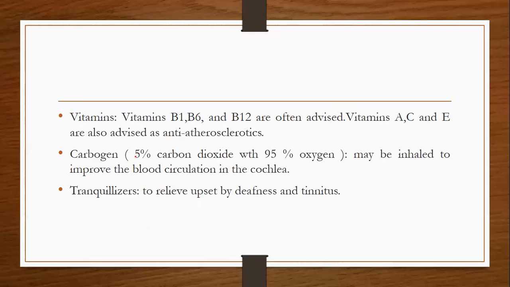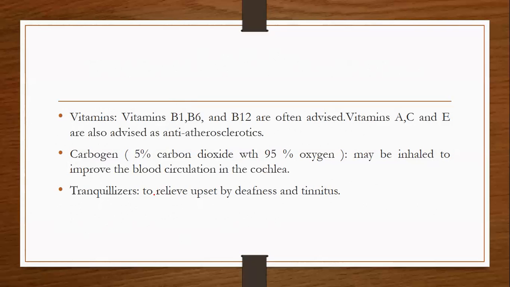Then next is carbogen therapy. Carbogen is a combination of carbon dioxide and oxygen, the only difference being the concentration of these gases. Carbogen is a mixture of 5% carbon dioxide with 95% oxygen. It can be given to the patient through inhalation. By inhaling this carbogen, it can increase the blood circulation to the cochlea so that the efficiency of the cochlea can be improved.